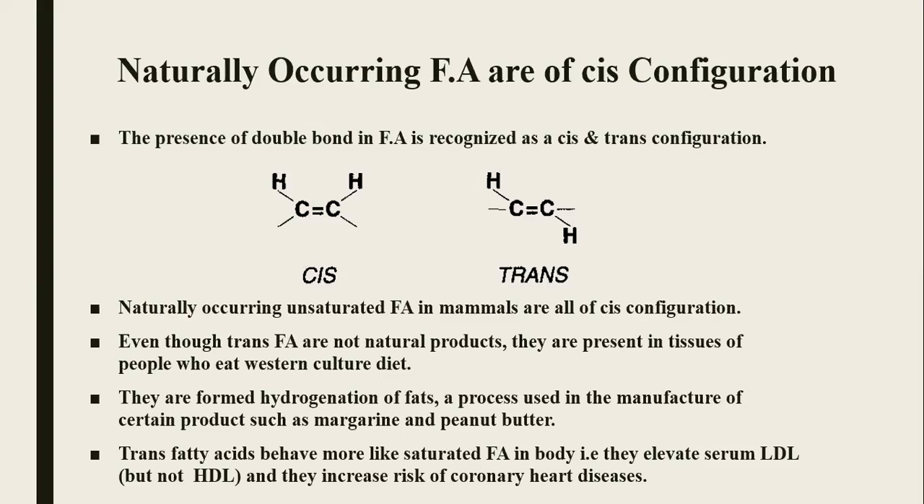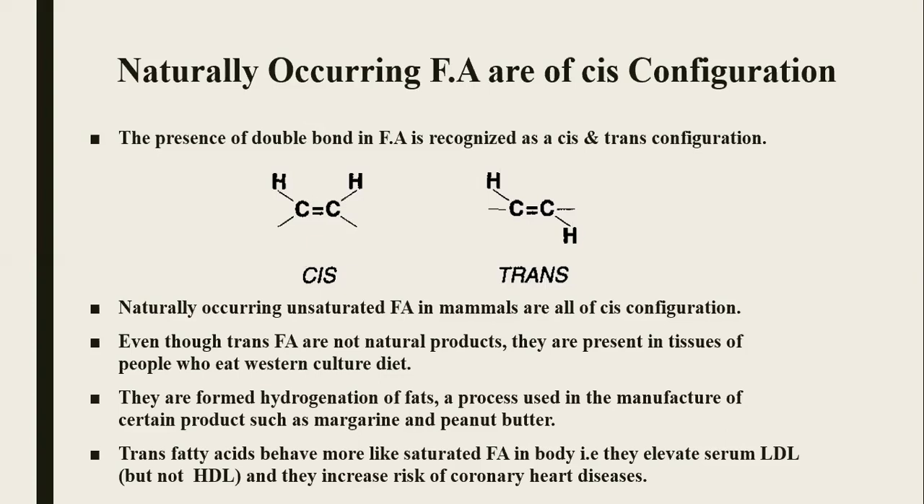Cis fatty acids have radical groups present on the same side of the double bond. In trans fatty acids, the radical groups are present on the opposite side of the double bond. Naturally occurring unsaturated fatty acids in mammals are all in the cis configuration. Naturally occurring fatty acids, which are present mostly in plant sources, are in the cis configuration.